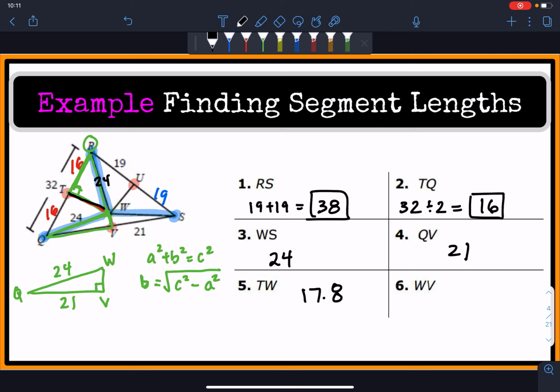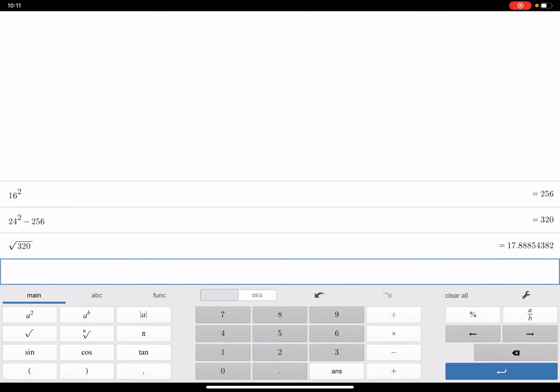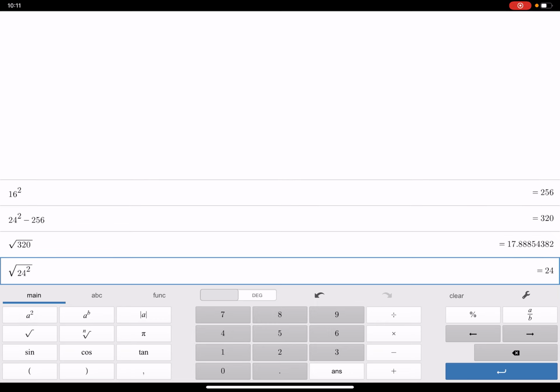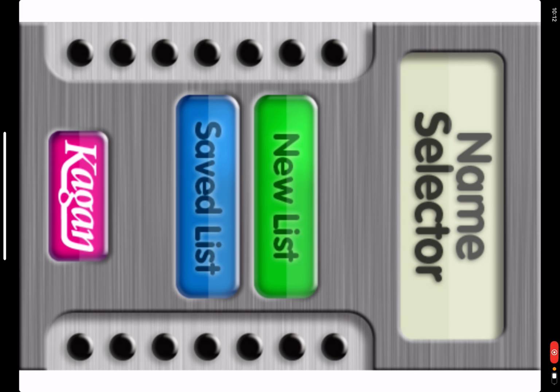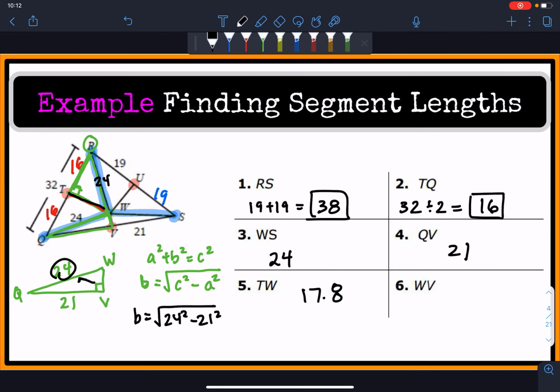So with C being again this diagonal side being the bigger number, 24 to the second power minus 21 to the second power, I can just simply plug this into the calculator and get the following. So we're going to have the square root of 24 to the second power, and we're going to take away 21 to the second power. So that estimated to 11.6. So B is equal to 11.6.